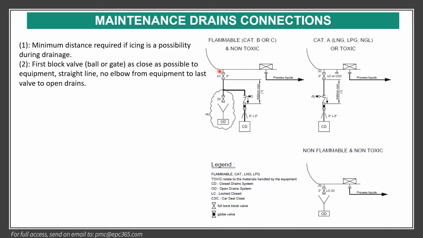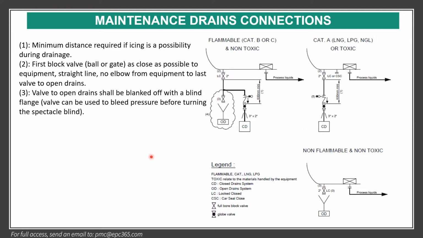First block valve here, this is a gate valve, normally as close as possible to equipment, a straight line, no elbow from equipment to the last valve to open drain. Valve to open drain shall be here. This one should be blanked off with a blind flange. Valve to be used to bleed pressure before turning the spectacle blind, this one.